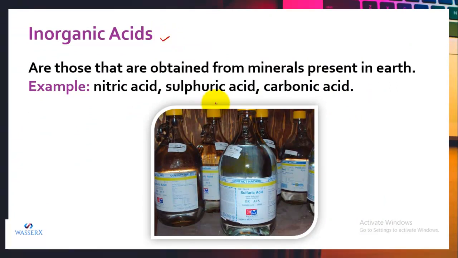Inorganic acids are acids that are obtained from minerals present in the earth. Like we have nitric acid, and the formula for it is HNO3. We have sulfuric acid, that is H2SO4. We have carbonic acid, H2CO3, and lots more. So any acid which is obtained from minerals present in the earth is regarded as an inorganic acid.